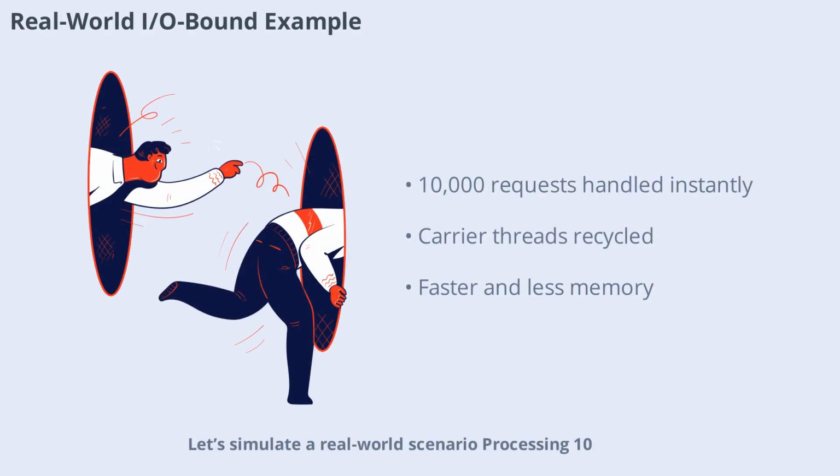Let's simulate a real-world scenario. Processing 10,000 I/O-bound requests with platform threads would require batch processing and significant memory. With virtual threads, all requests start immediately, limited only by carrier threads. Carrier threads are recycled during I/O waits, completing tasks much faster and using far less memory.